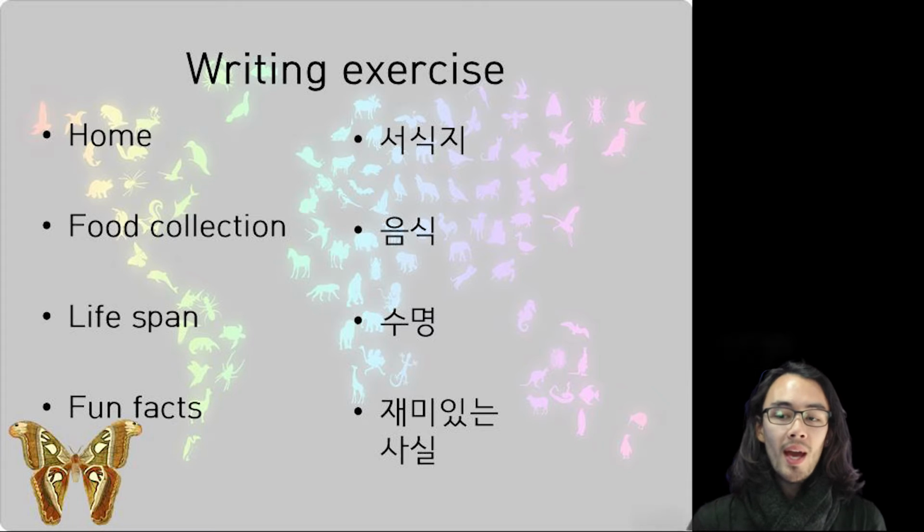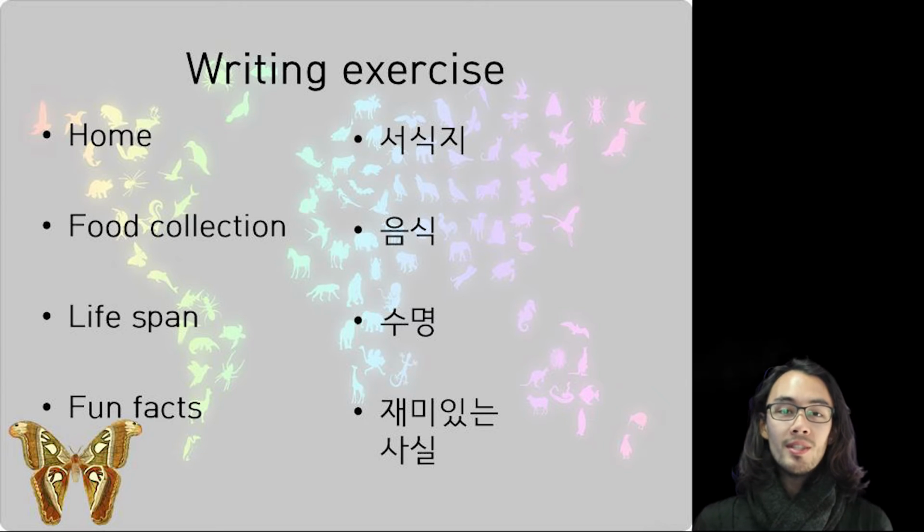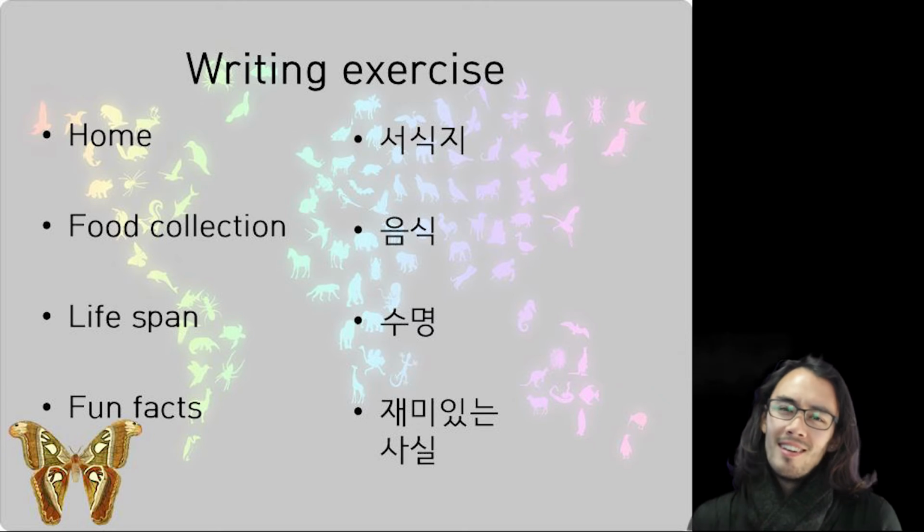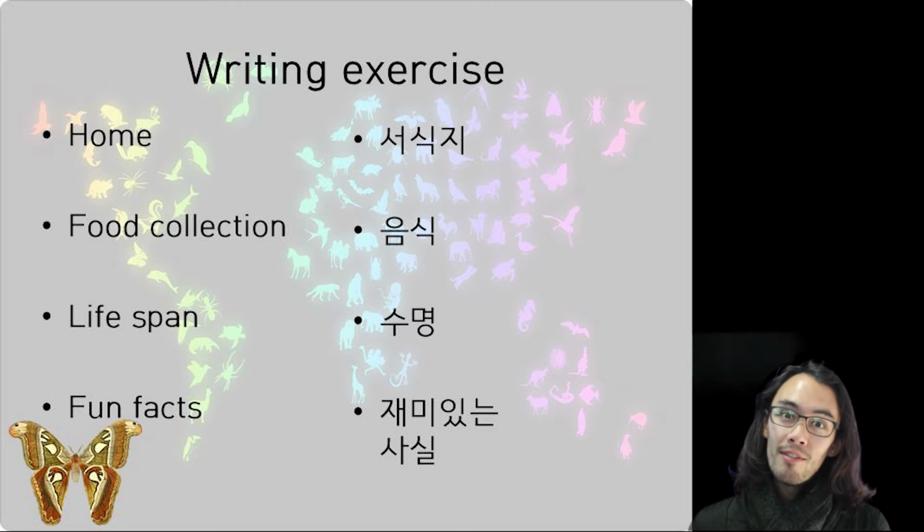So over here we have home, or sosikji, food collection, or their food, which is umshik. Their lifespan, how long do they live, so sumyong. And fun facts. Oh, this is difficult. Jami itsnun Sashil? I think that's right? I don't know. Okay, so those are the fun facts about the animals.